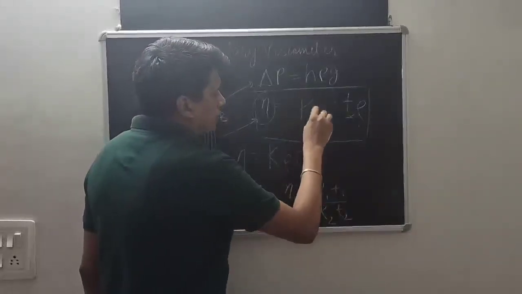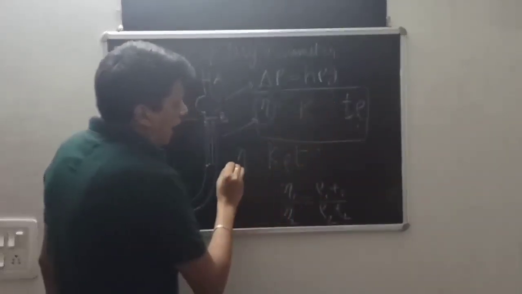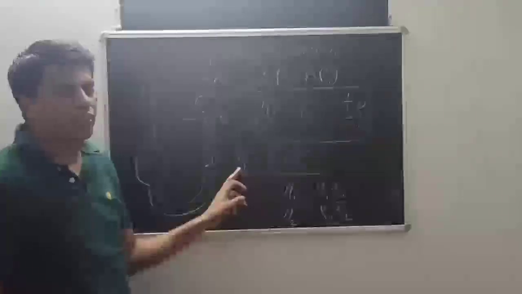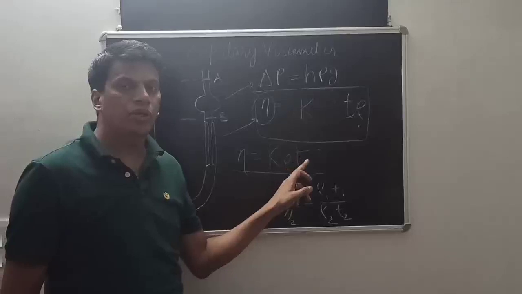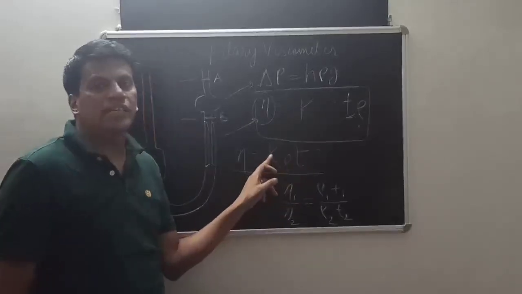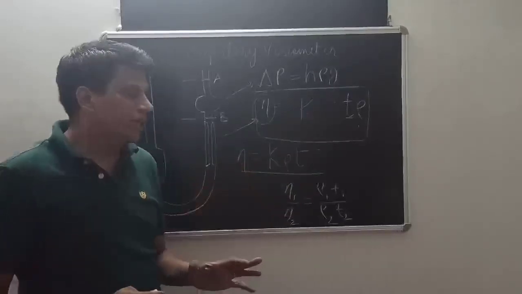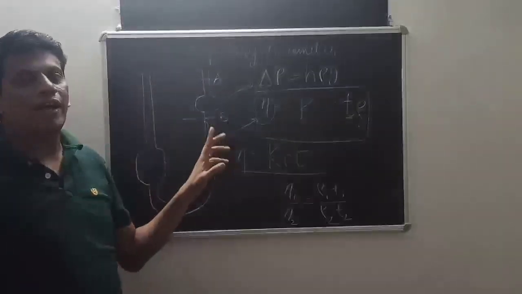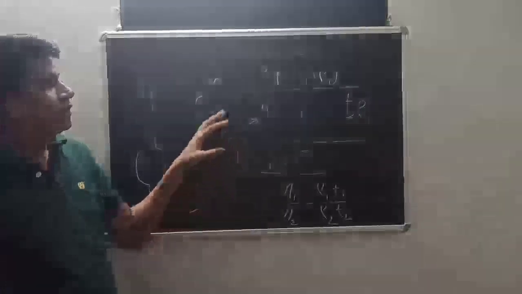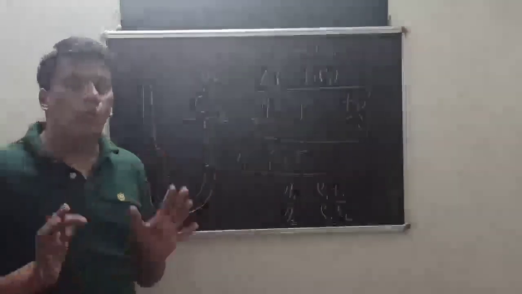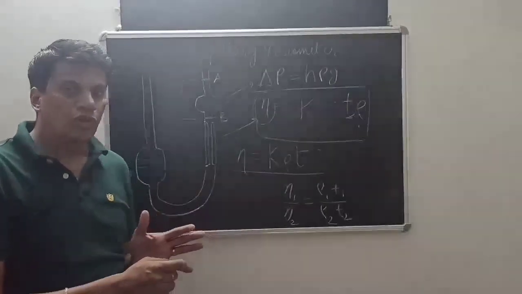So all of the constants are replaced by K, and the equation becomes viscosity equals constant K into rho into T. Now this K is the instrument constant. We are not able to determine the instrument constant as such. Therefore, through this equipment, we can only determine relative viscosity.